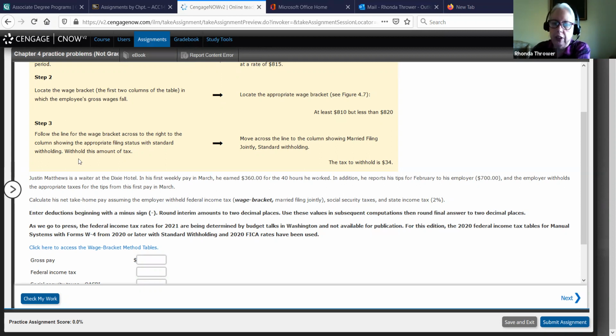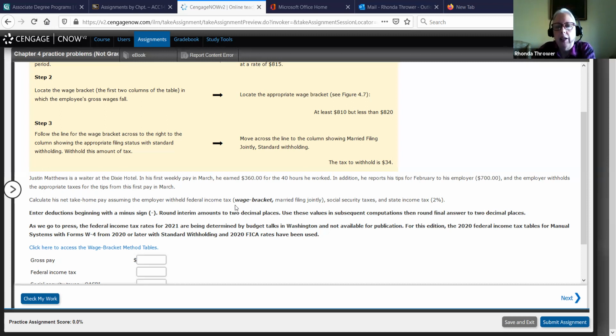We also need to take into consideration the employee's marital status. In this case, the employee was married filing jointly. There can be married filing jointly. It could have been head of household. It could have been single. So there are different filing statuses. You have to pay particular attention to that employee's filing status. And this person is married filing jointly. And so I would suggest that you write that down too.